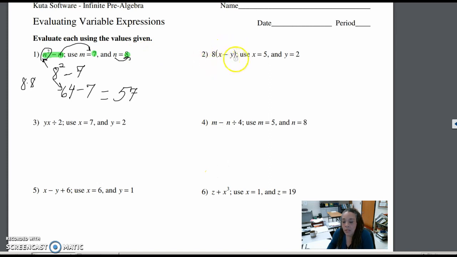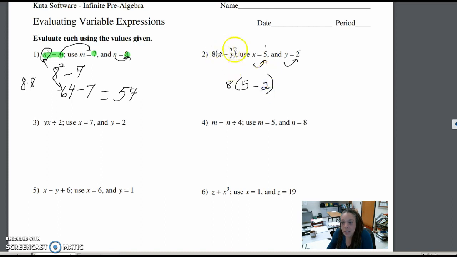So number 2 here, you don't have to get tripped up when you see a problem like this and you say, oh, I've got distributive property. Technically, you would have distributive property if they did not give you the numbers to substitute already. So if I rewrote this problem, it would be 8 times, and they told me x is the number 5, minus, and y is the number 2.